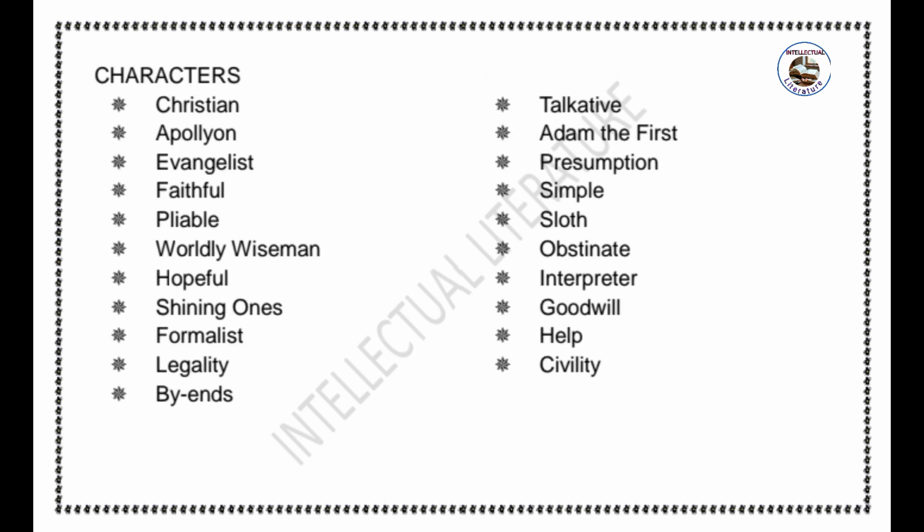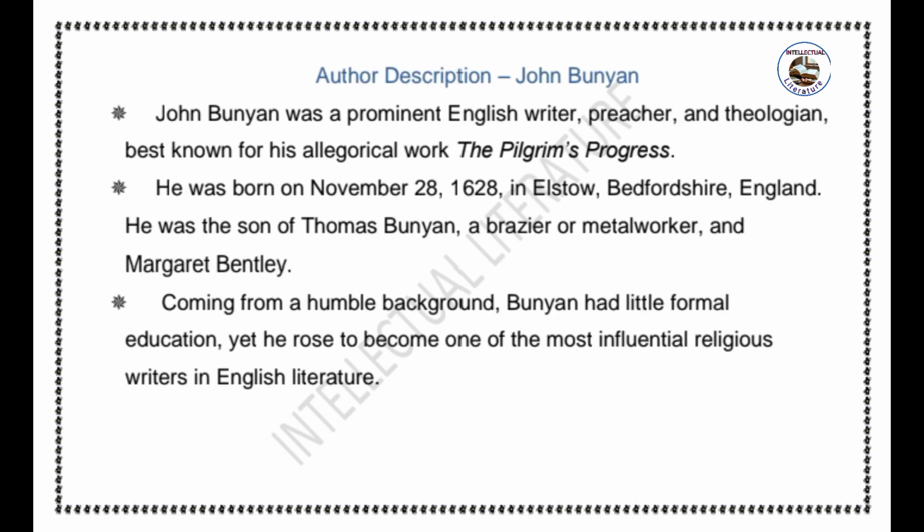These are the characters of this work: Christian, Apollyon, Evangelist, Faithful, Pliable, Worldly Wiseman, Hopeful, Shining Ones, Formalist, Legality, Byends, Talkative, Adam the First, Presumption, Simple, Sloth, Obstinate, Interpreter, Goodwill, Help, Civility.